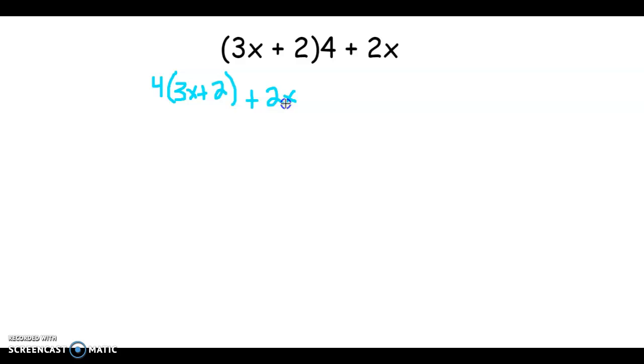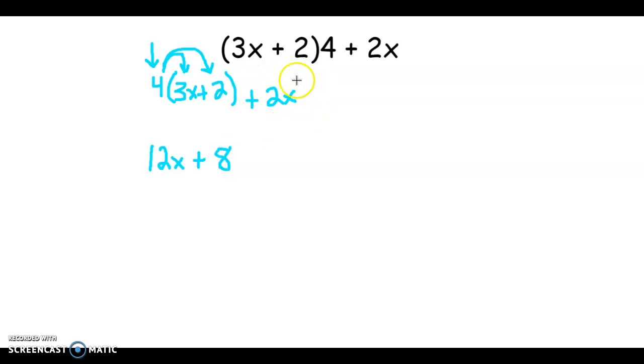All right, so the first thing we're going to do is look at this number that's outside of the parentheses, which is the 4. I'm going to go ahead and distribute it to each term inside the parentheses. Remember, distribution actually means multiplication. So the first thing we're going to do is take 4 and multiply it by 3x to get 12x. Now you're going to go ahead and say 4 times 2. Remember, it's a positive times a positive, which is a positive, and 4 times 2 is 8.